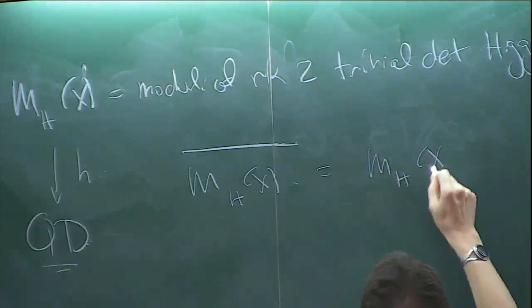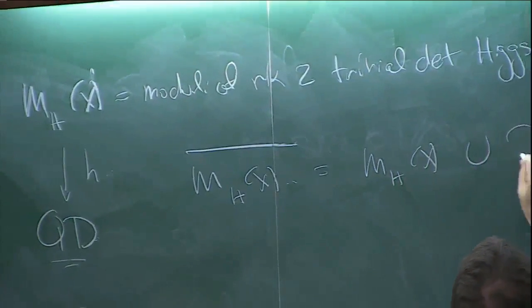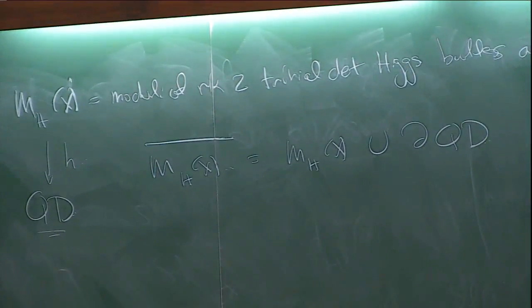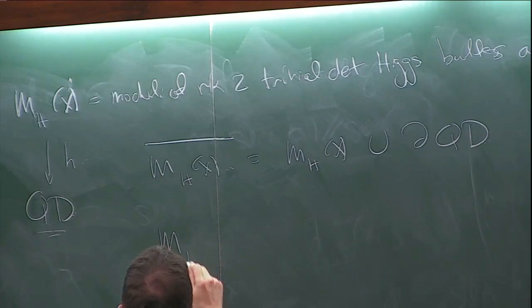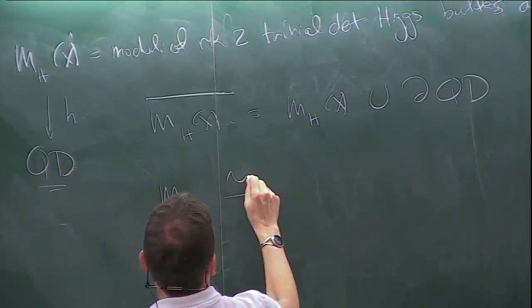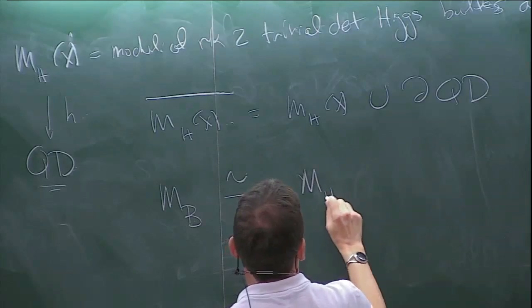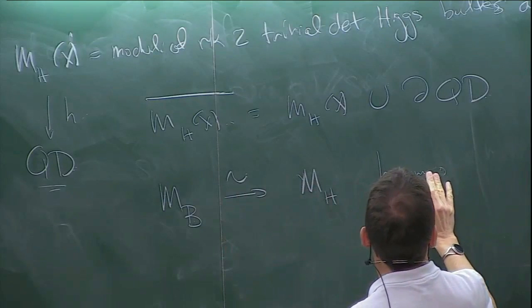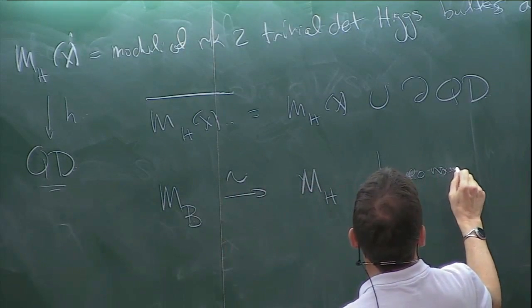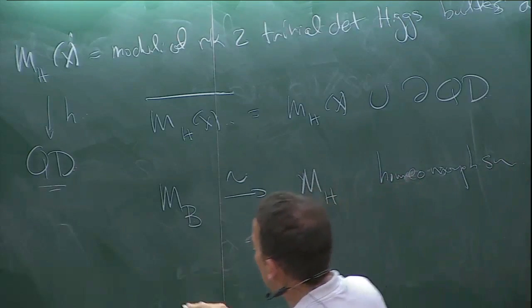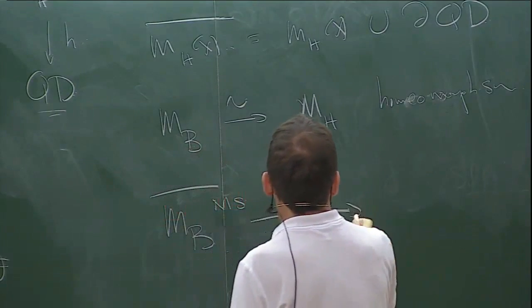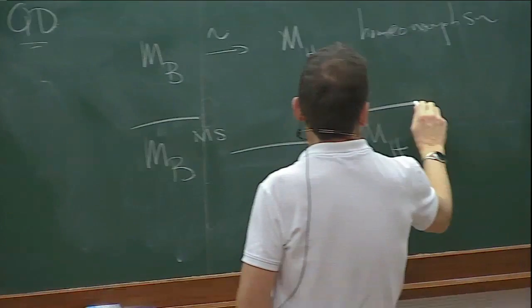Namely, I just take M Higgs, and I take the union of the boundary of the sphere and infinity in quadratic differentials. Now, on the other hand, we have the non-abelian Hodge theorem that says that M Betti is homeomorphic to M Higgs. And on the Morgan-Shalen compactification, I can extend this to a map to my dumb compactification.